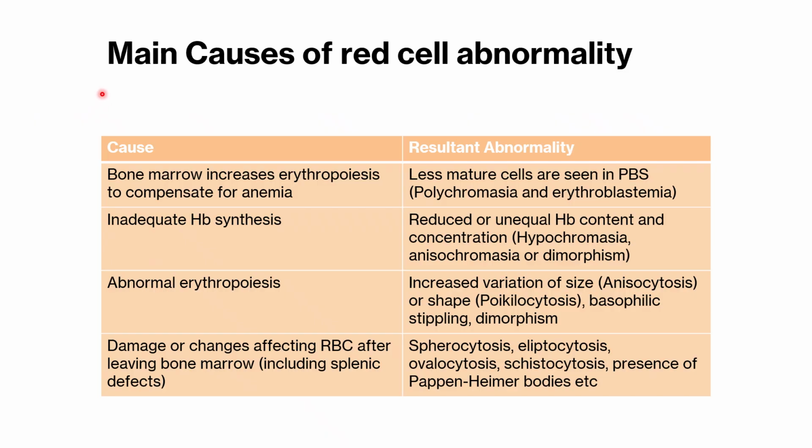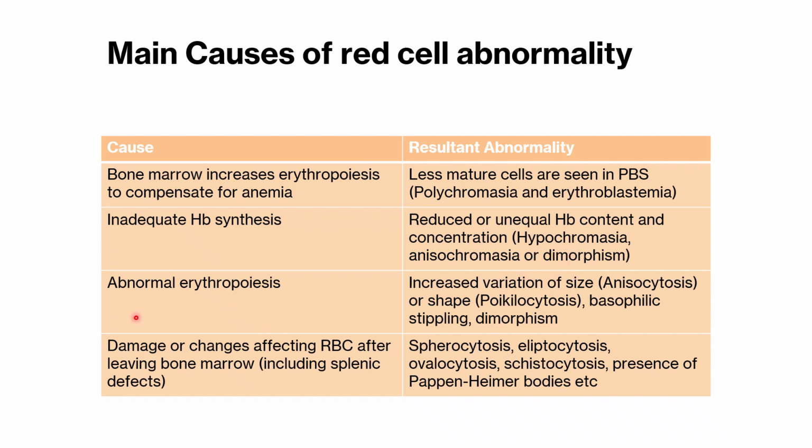So when we go on to listing the different causes that cause red cell abnormalities, we can categorize them into these four categories. First is the bone marrow increasing erythropoiesis to compensate for anemia. This results in less mature RBCs being present in the peripheral smear. That can be seen in the form of polychromasia or erythroblastemia. Or the other reason is inadequate hemoglobin synthesis, in which there is reduced to unequal hemoglobin content and concentration, that is hypochromasia, anisochromasia, or dimorphism.